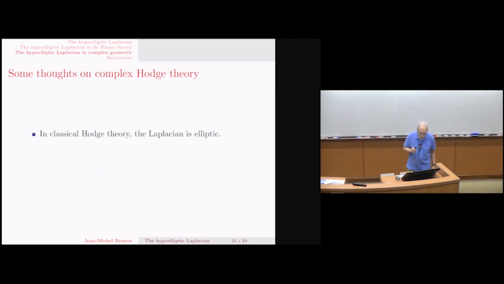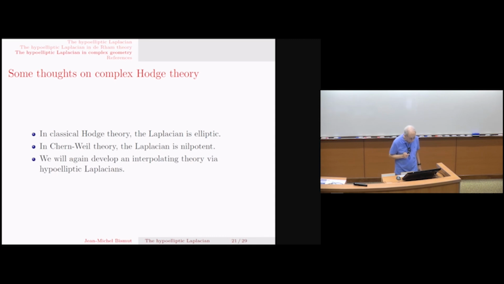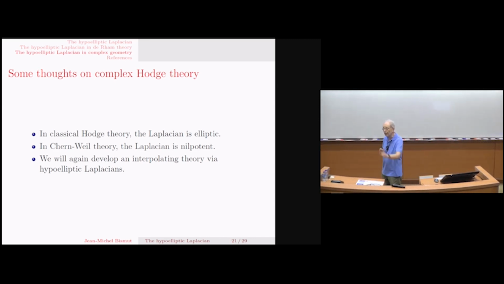Okay, so some thoughts on complex Hodge theory. In classical Hodge theory, the Laplacian is elliptic. In Chern-Weil theory, the Laplacian is nilpotent. We will again develop an interpolation theory via the hypoelliptic Laplacians. We'll find a way of interpolating between these two theories. So first of all, an enlarged space.